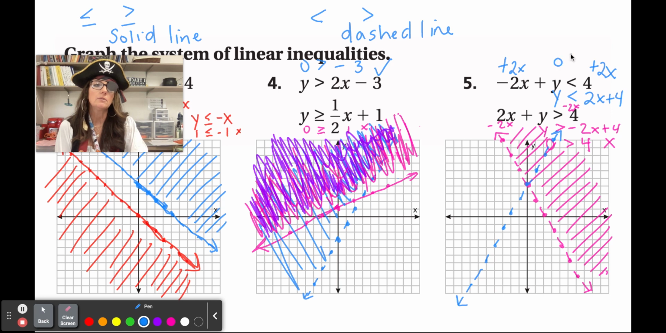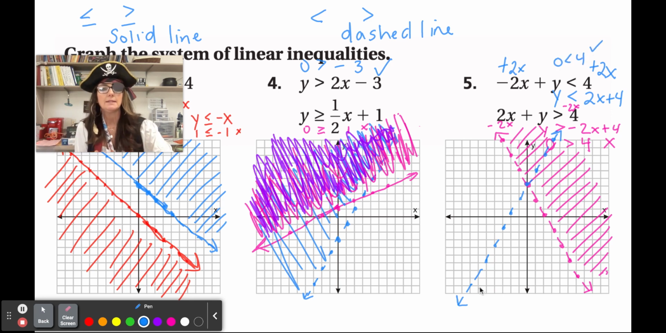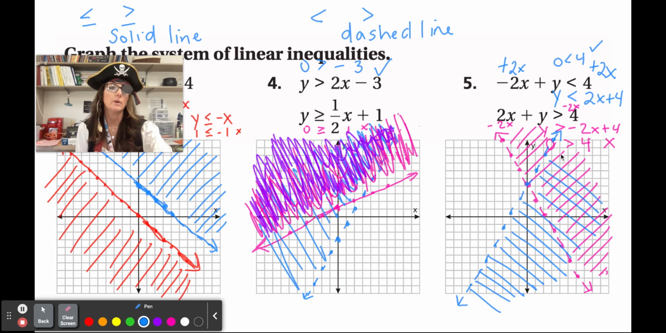Is 0 less than 4? Yes. So that means I'm going to shade in below, and look where it is purple, all along here. So this becomes the purple area, all in here on both sides. Okay, so I'm making it very exaggerated purple.